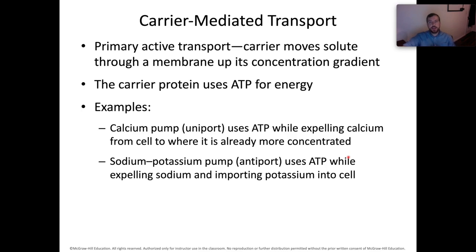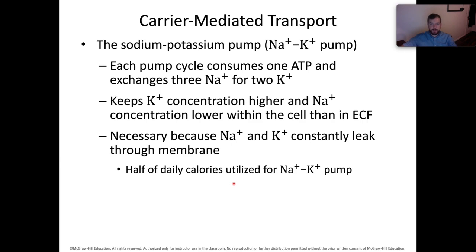Primary active transport is when you're moving something against its concentration gradient. So this is where you move something in an unfavorable direction that requires energy to be consumed. The two most common examples of these that you need to know very, very well are the calcium pump and the sodium-potassium pump. The calcium pump is a uniport pump, so it uses ATP to expel calcium. And then the sodium-potassium pump uses ATP, but as an antiport, to expel sodium and import potassium into the cell. Sodium-potassium pump, you have to know this thing backwards and forwards for the exam because it's going to come up through the rest of your career.